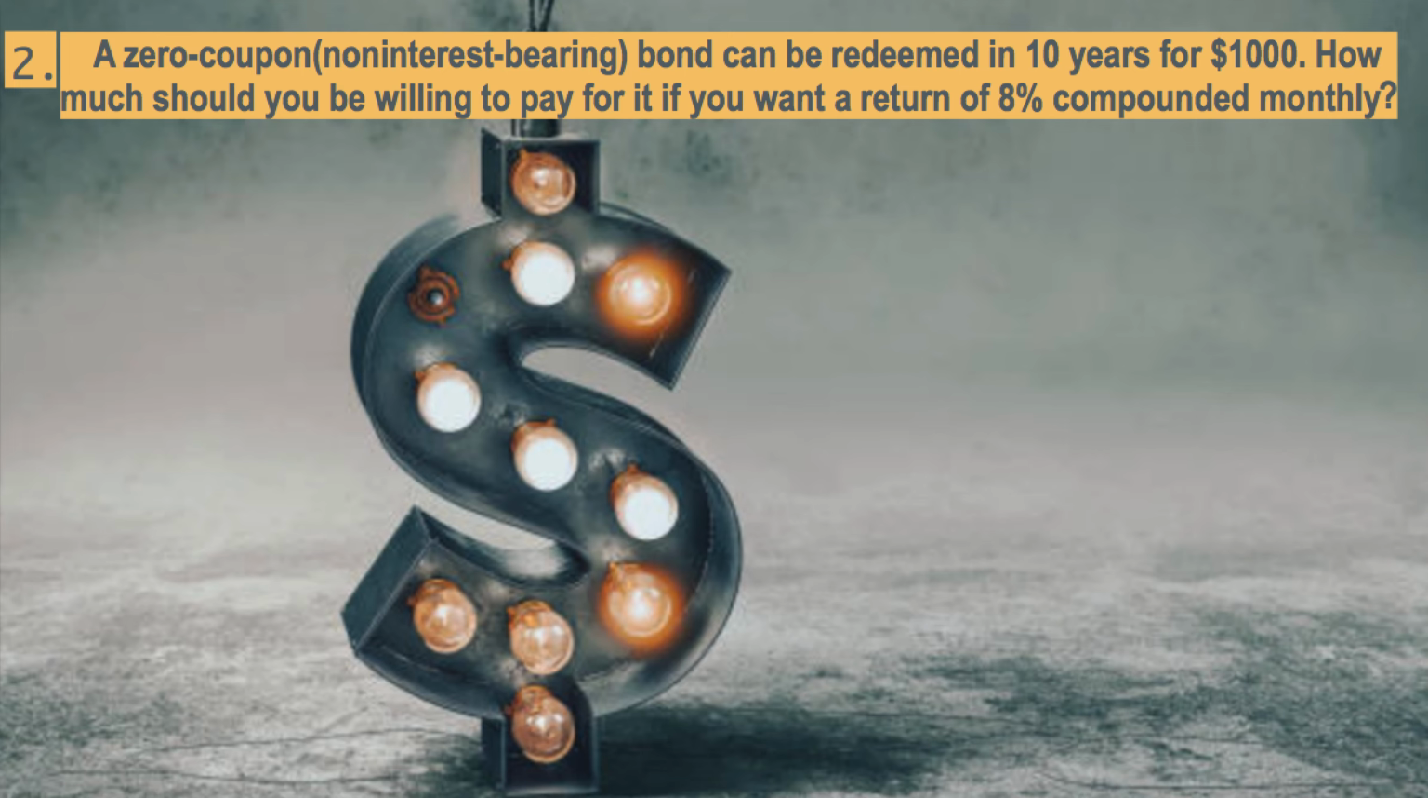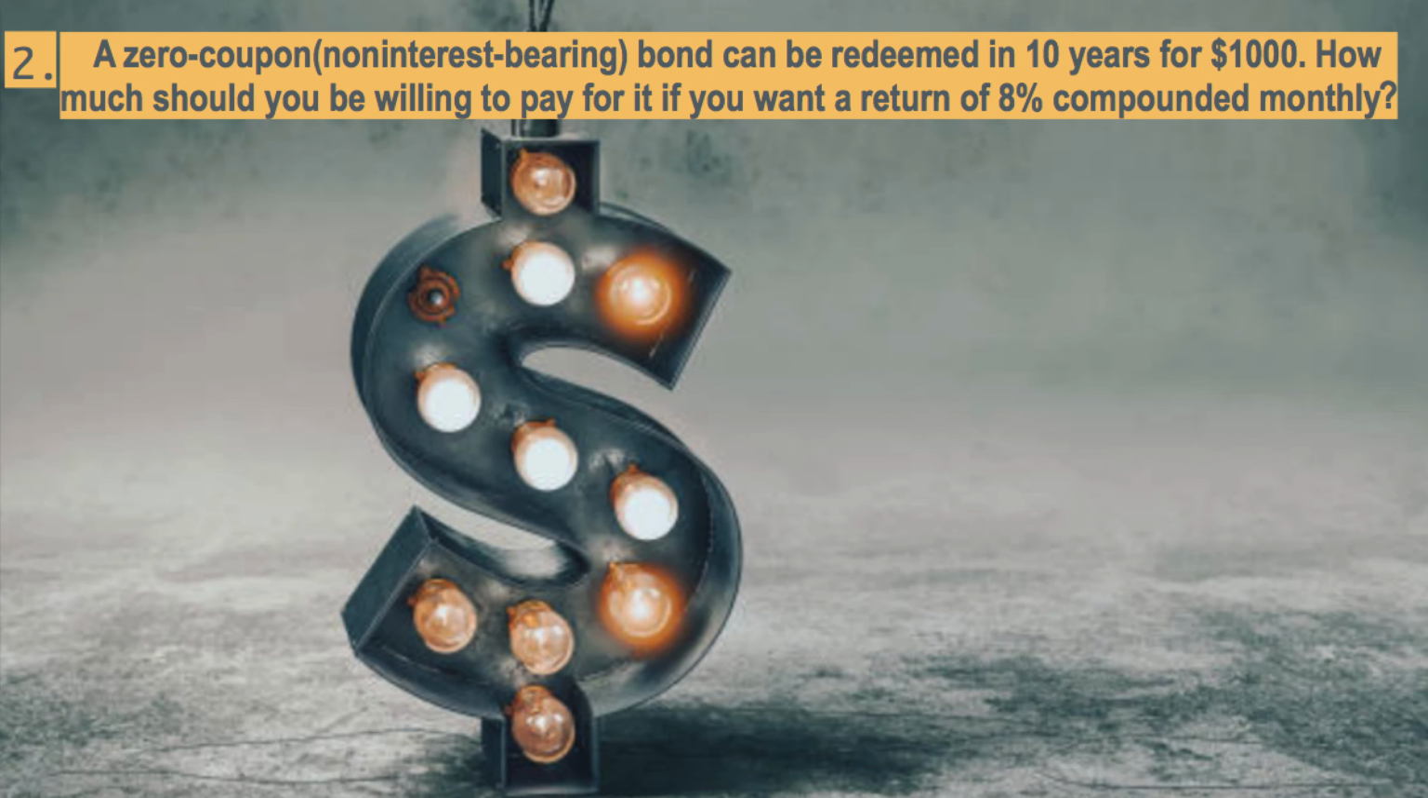Question 2. A zero coupon, non-interest bearing bond can be redeemed in 10 years for $1,000. How much should you be willing to pay for it if you want a return of 8% compounded monthly? So the first thing we're going to do is write out the periodic compounded interest formula, just like we did in question 1.